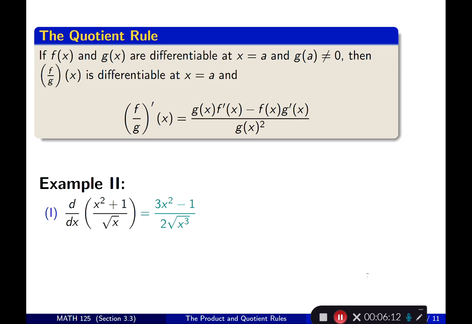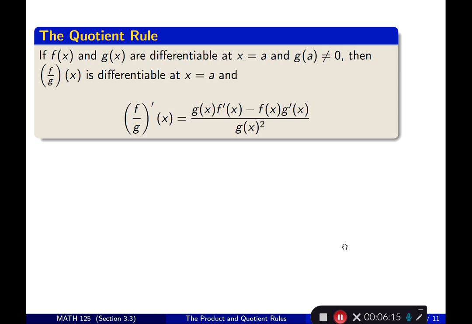Now, what did we say about the quotient rule? We're just basically saying that if f of x and g of x are differentiable at x equal to a, and g of a is not equal to 0, then f over g of x is differentiable at x equal to a, and f over g prime of x is equal to g of x, f prime of x minus f of x, g prime of x over g of x to the power 2.